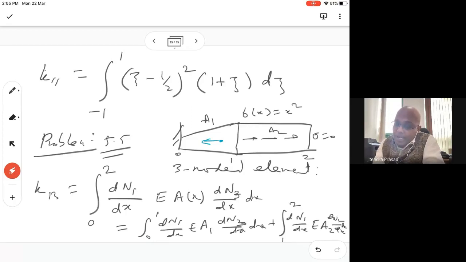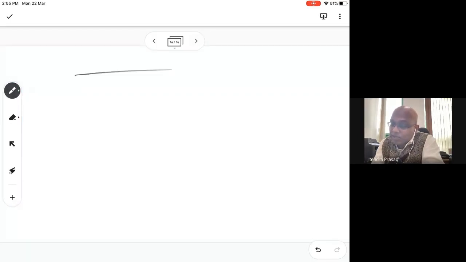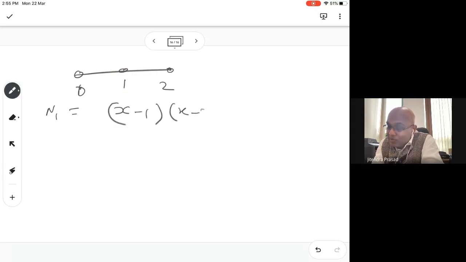Remember that in 3-noded, you don't have to always use xi. In this case, you can see that it's easy to even have your own way of N1. And how will you do it? So let's say you have like this one. You have 0, 1, 2. So you can have N1 is equal to, and similarly you have x, so you can have x minus 1, right? You will have x minus 1, then x minus 2, right?